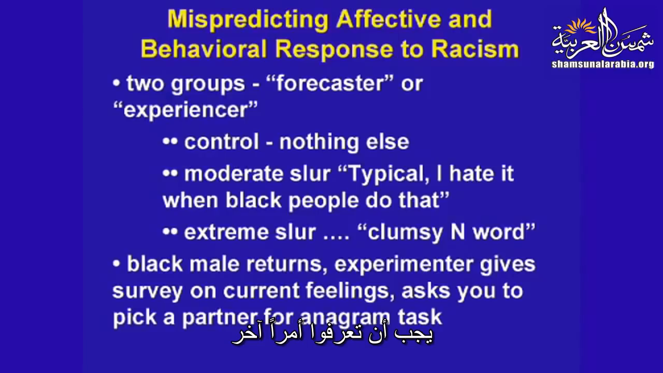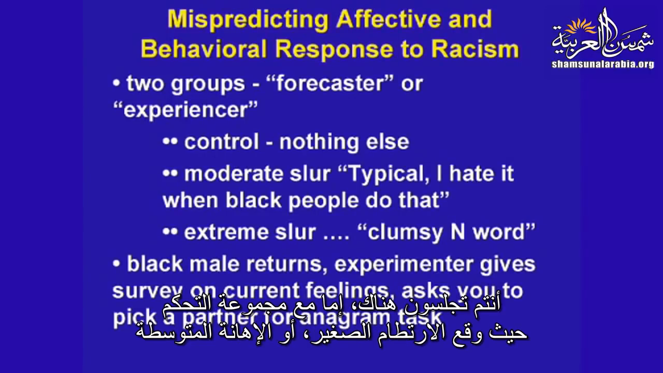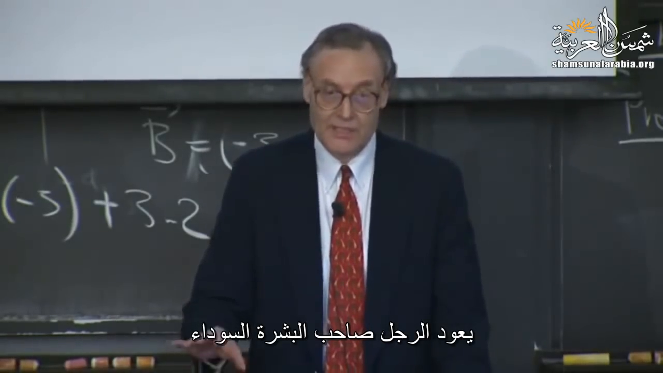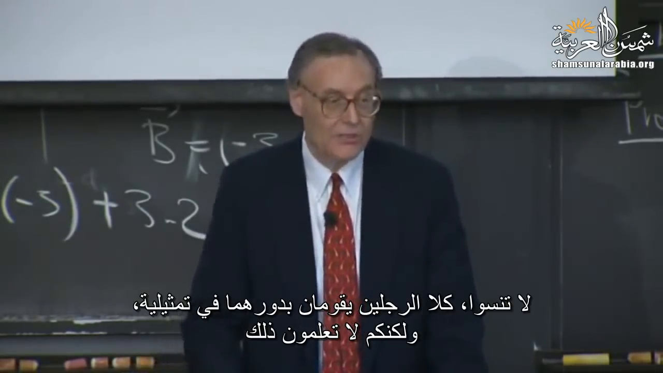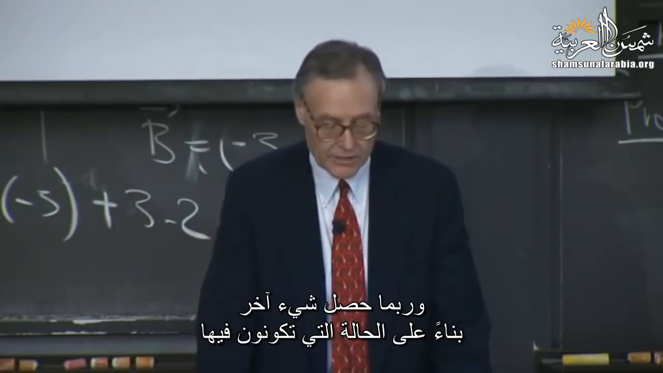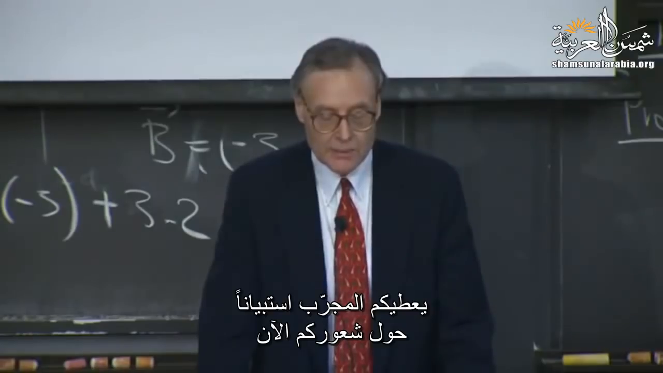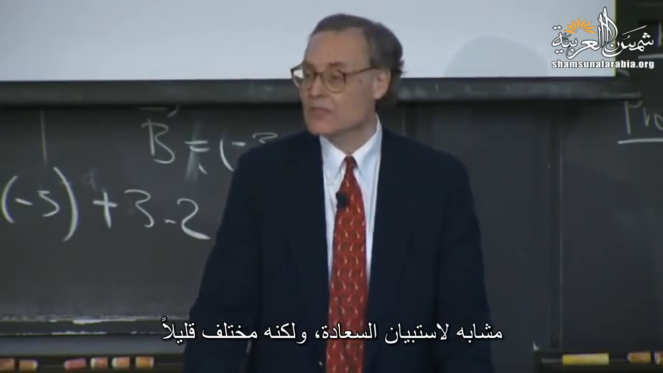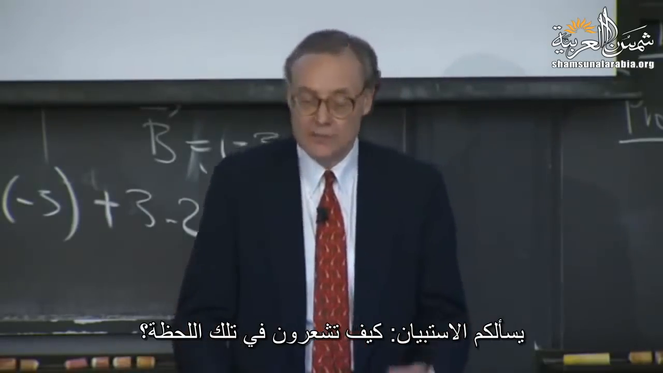So there's one more thing you need to know. Now you're sitting there, and you're either in the control group, or there's been a slight bump, or there's been a moderate slur, or extreme slur in their words. The black male returns. Don't forget, he's in on it, and so is that white male, but you're not in on it. You just think there was a bump, and something else may have happened depending on which condition you're in. And the experimenter then gives you a survey about how you feel right now, sort of like the happiness survey, but it's not that. It's like, how do you feel right now?